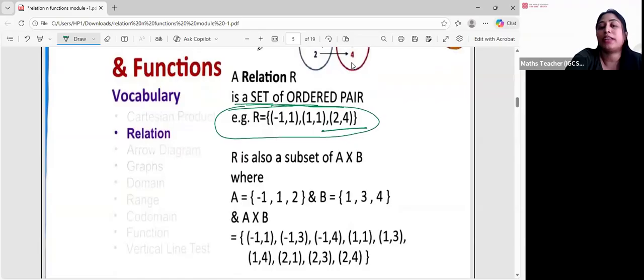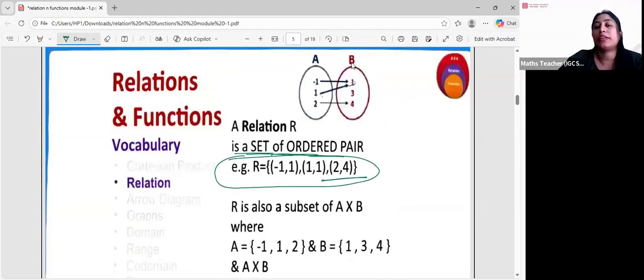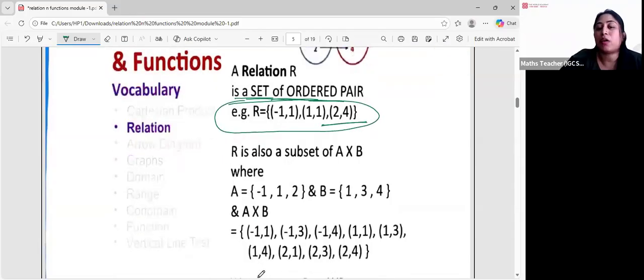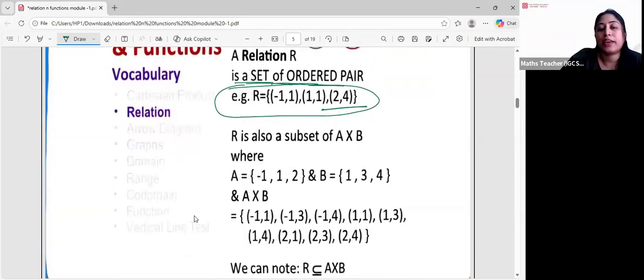If I write what are the elements of A cross B, you will get minus 1 with 1, minus 1 with 3, minus 1 with 4, plus 1 with 1, plus 1 with 3, plus 1 with 4. Correct. So this is my Cartesian product. That is A cross B. Correct. So A cross B contains all the elements. Can you make out?